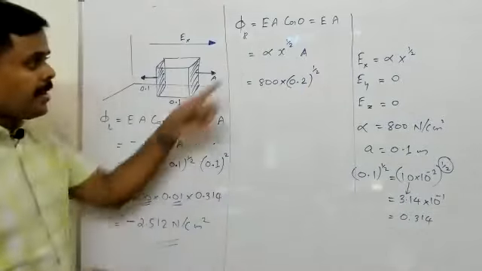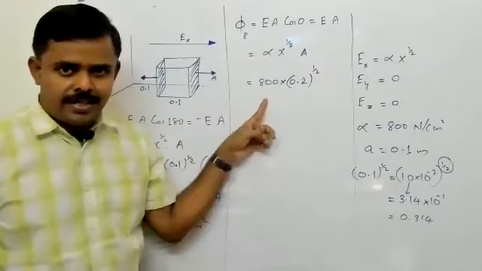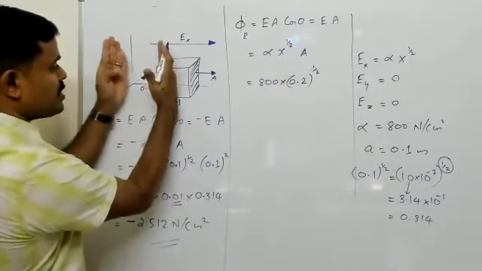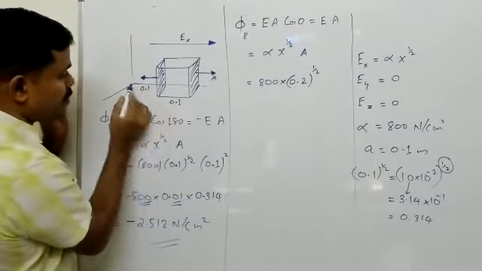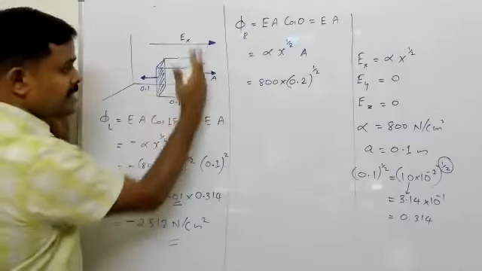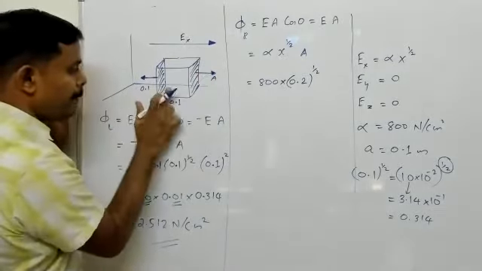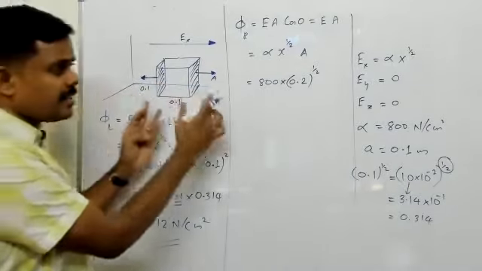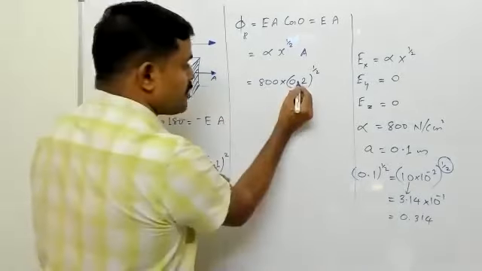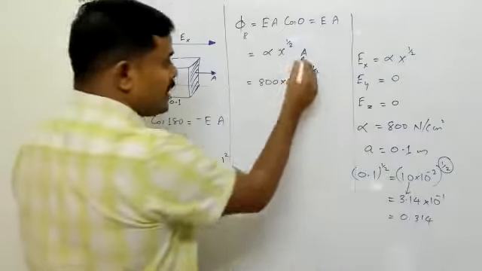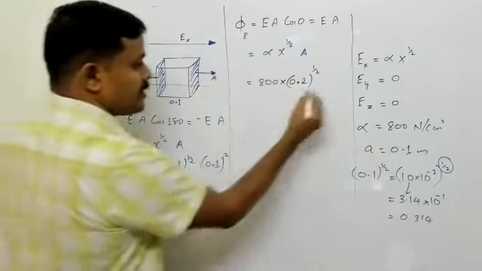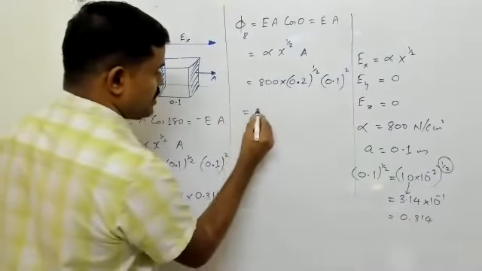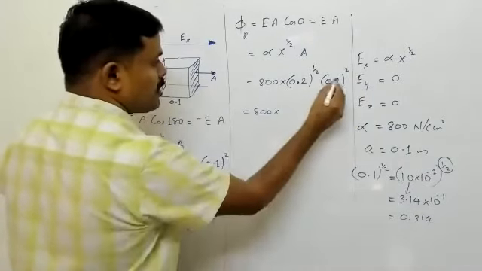I'll tell you one more time. I put the value of alpha, that is 800, and x. Remember, first surface was at 0.1. But second surface is at 0.1 plus 0.1. This distance is 0.1, so it is at 0.2. 0.1 plus 0.1 is 0.2 raised to half. Area of the square is again 0.1 square. So let us simplify. That is 800 into 0.1 square.